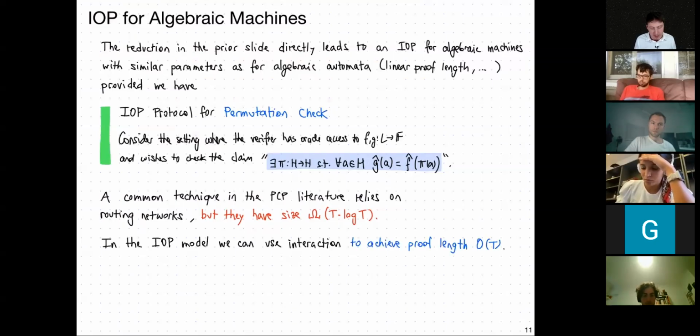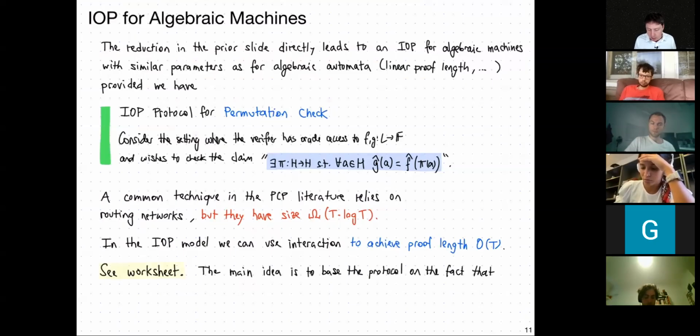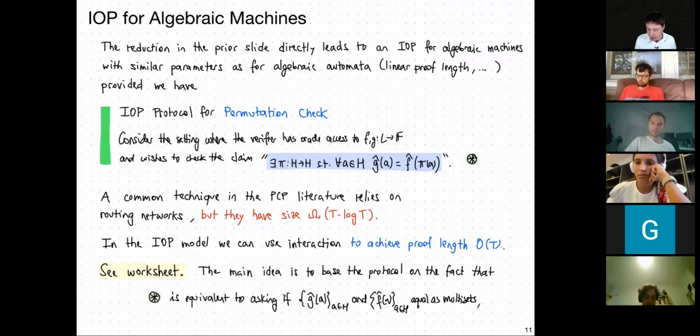But here we are interested in linear proof size, and we're going to use interaction to achieve proof length of order T. And this points to the worksheet that you're going to see tomorrow. The main idea is that we're going to base the protocol on the fact that this equation is equivalent to asking whether these two sets are equal as multisets. All right, so this being a permutation of that is the same as saying these collectively are the same multiset.